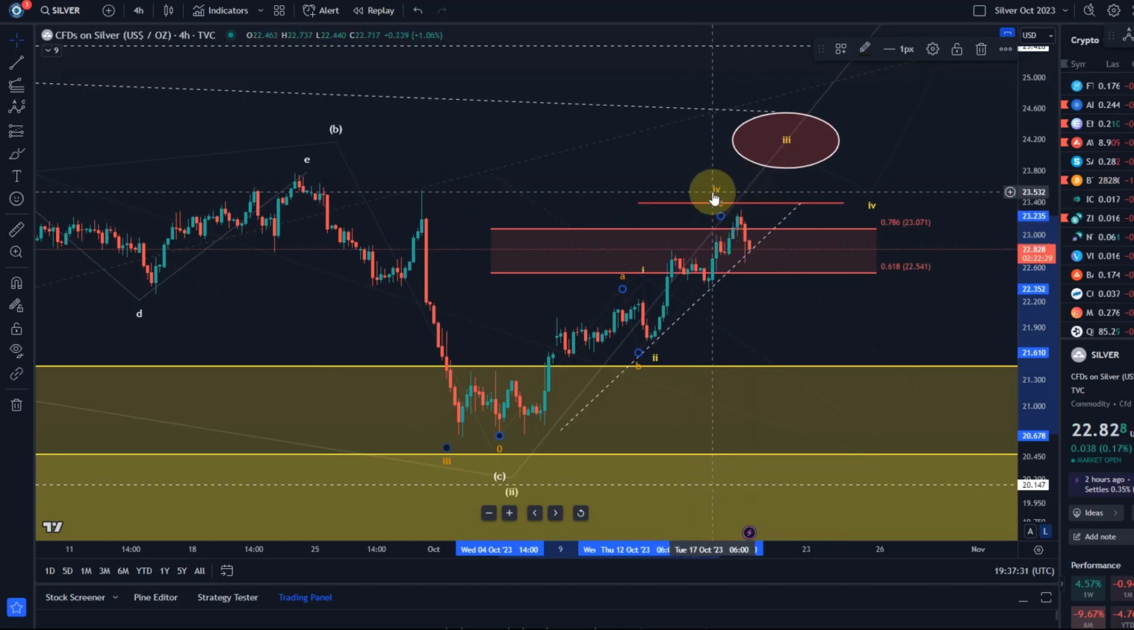So we haven't broken above that level. Therefore, I have to consider still the ABC. It's only a three wave move, and we need to break above those pivot points to make the yellow count, which is the bullish one, more likely, basically add probabilities.